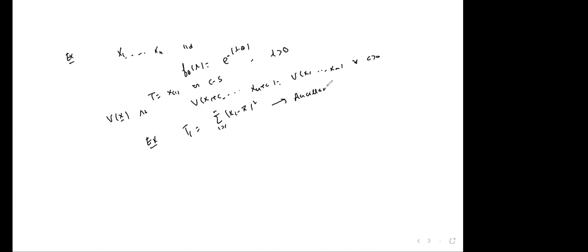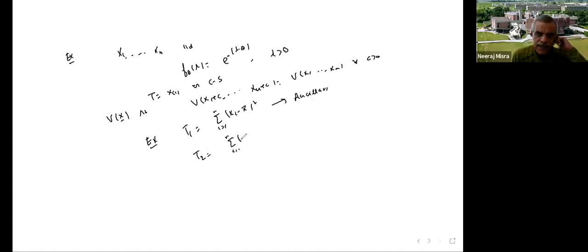Another statistic could be the summation over i equals 1 to n of (Xi minus the minimum). Here, if you add some c to everything, then the minimum also gets added by c, right? The minimum of X1 plus c, X2 plus c, ..., Xn plus c is the same as the minimum of X1, X2, ..., Xn plus c. So again, c would get cancelled and you will get the same statistic.